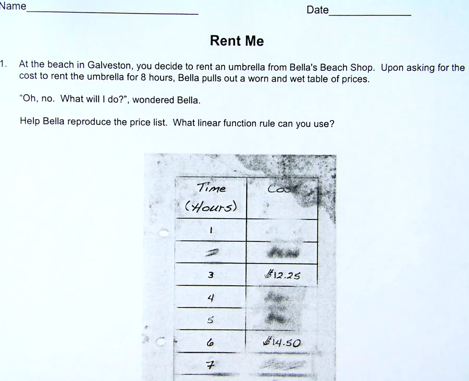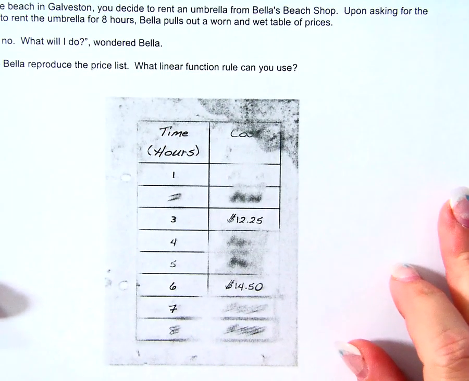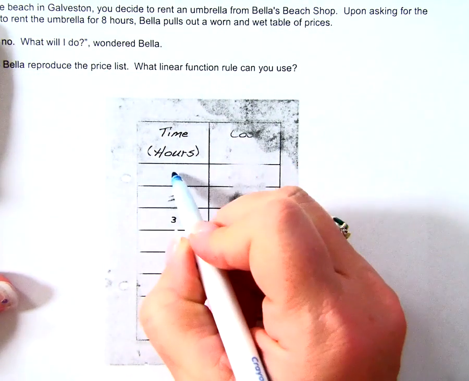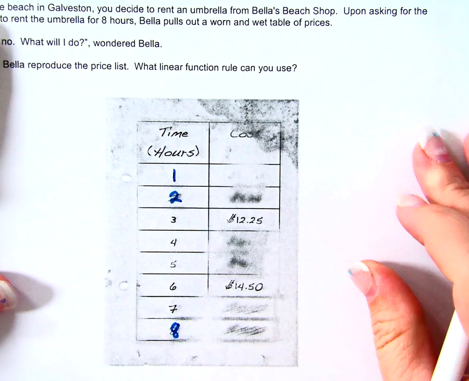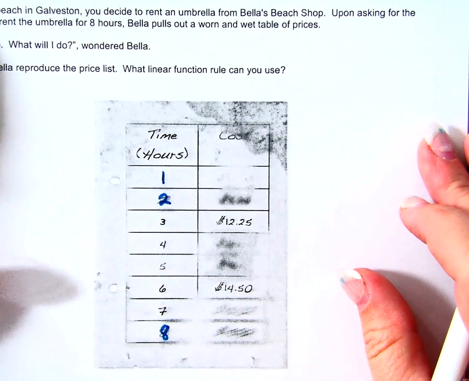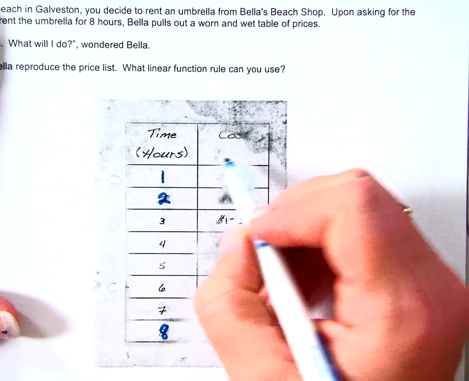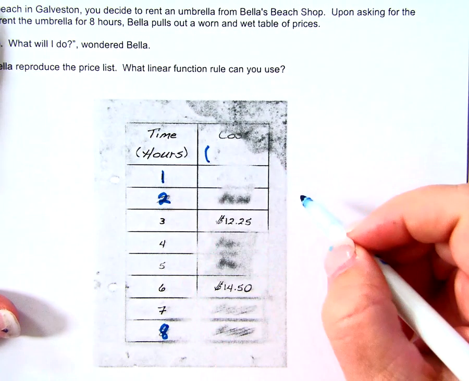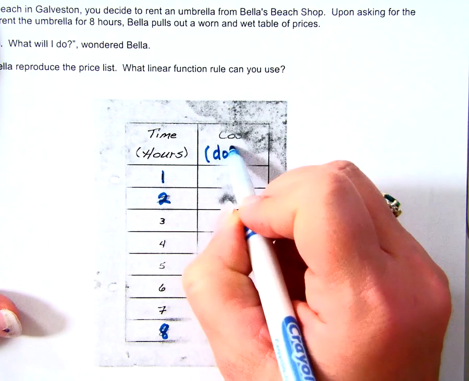Okay? So, what did you fill in first? So you made sure that it was 1, 2, 3, 4, 5, 6, 7, 8. Okay? What did you fill in next? So did you fill in anything here? Oh, good. Dollars.